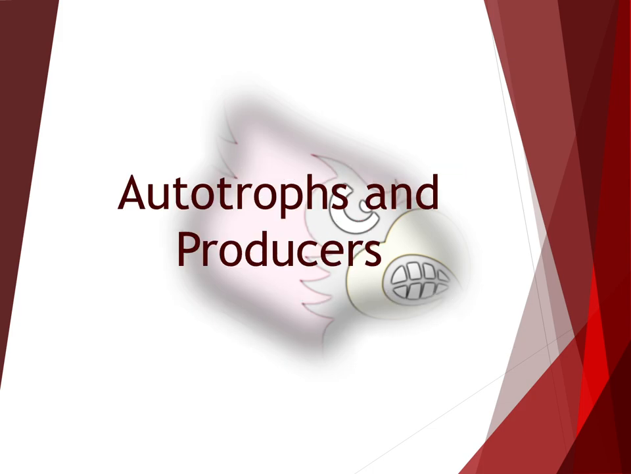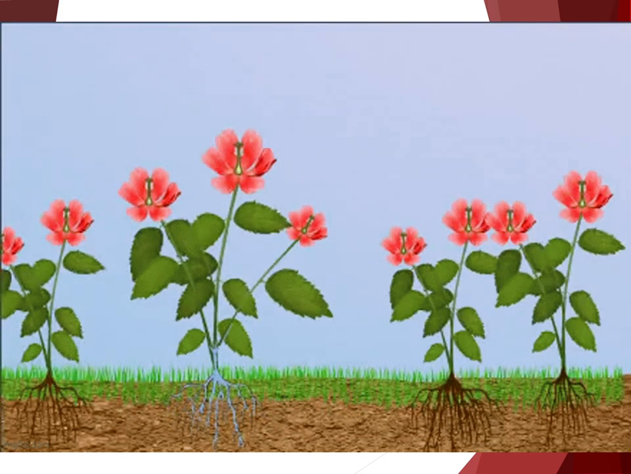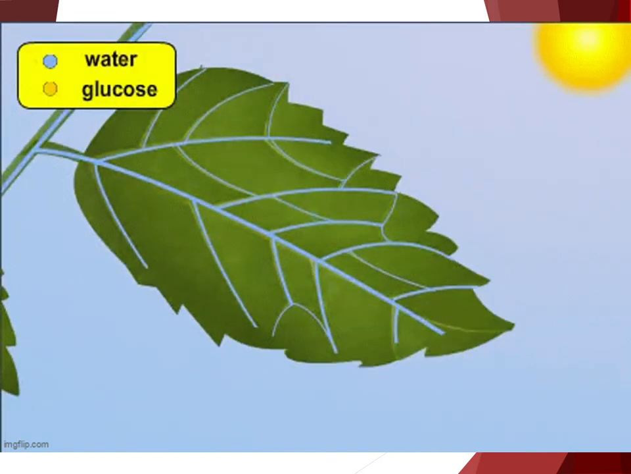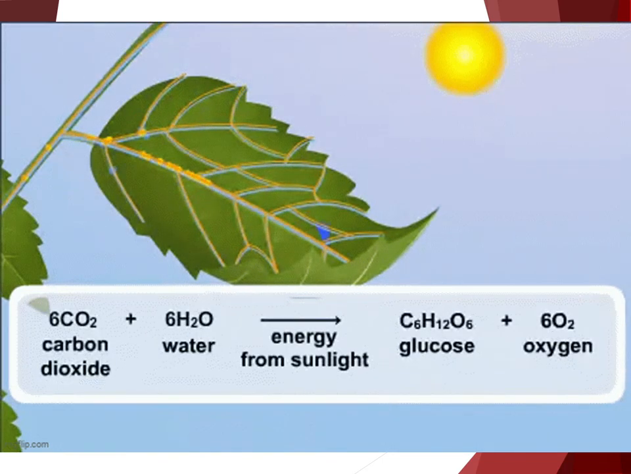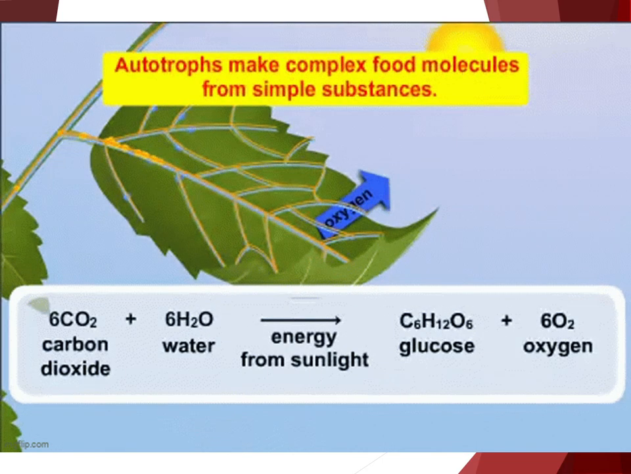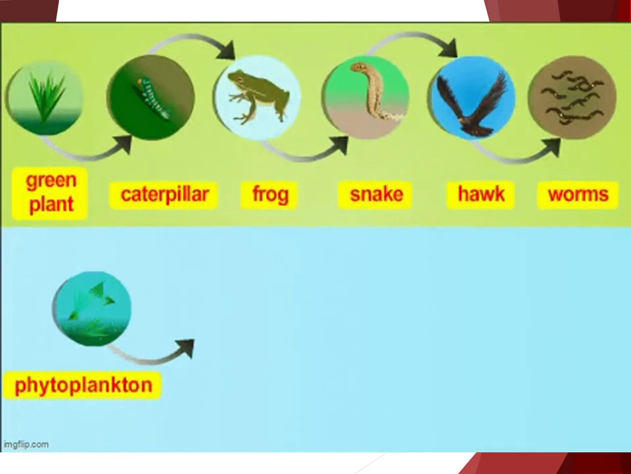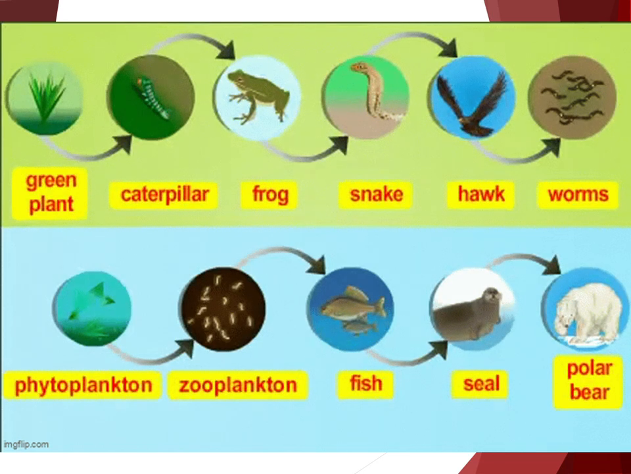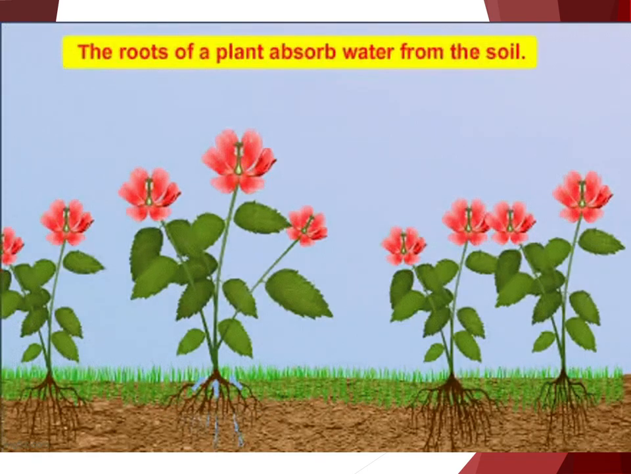First main idea: autotrophs and producers. Organisms, such as plants, that can photosynthesize are called autotrophs. Autotroph means self-nourisher. Autotrophs can make complex food substances from simple compounds. Plants use the simple compounds and energy from the sun to produce their food.